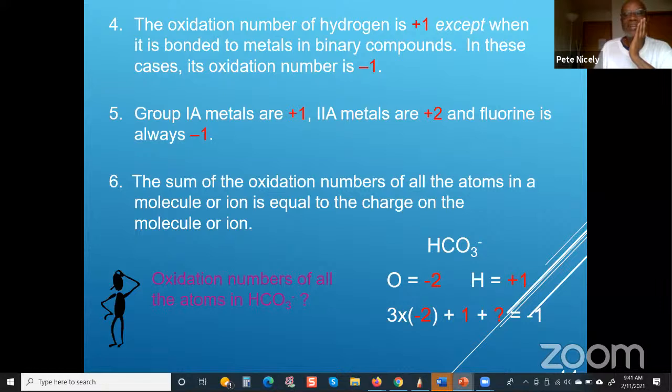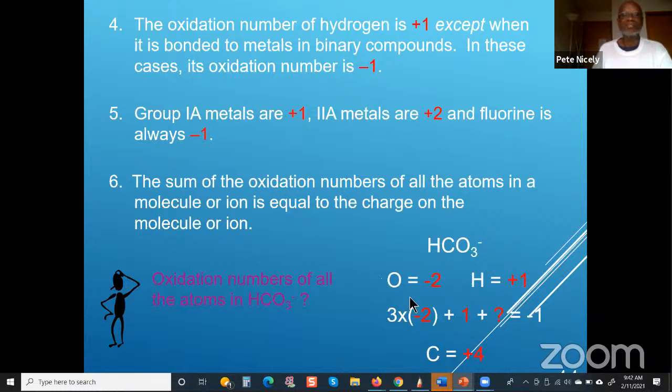So basically all we have to do is solve for the unknown. And if we do that, you're going to end up with carbon having an oxidation number of +4, right? Because 3 times -2 plus 1 gives you -1. So therefore, when you solve it, you're going to get carbon having an oxidation number of +4. So this is basically how you would determine the oxidation numbers of a particular atom in an ion or molecule. In this case, it's an ion, where the sum of the oxidation numbers will be equal to the charge in the case of the anion.